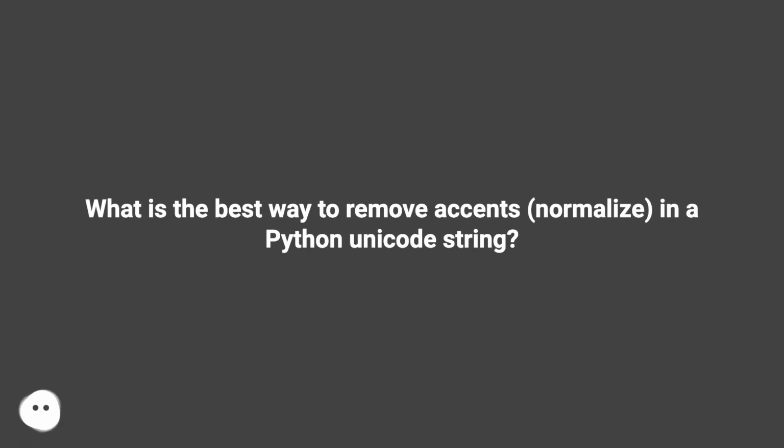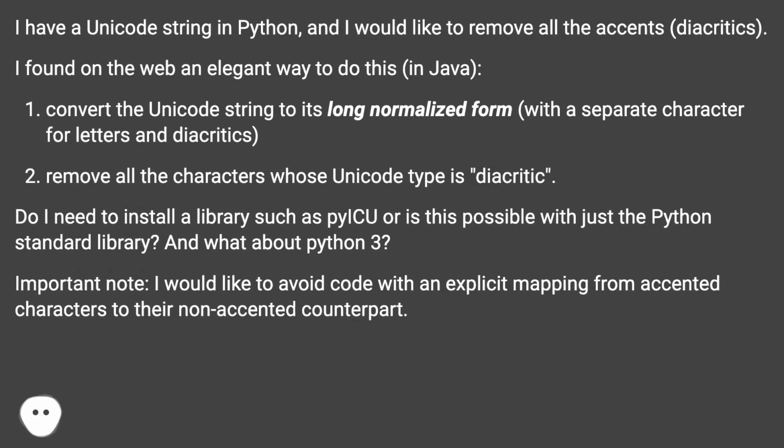What is the best way to remove accents, normalize, in a Python Unicode string? I have a Unicode string in Python, and I would like to remove all the accents, diacritics. I found on the web an elegant way to do this, in Java.